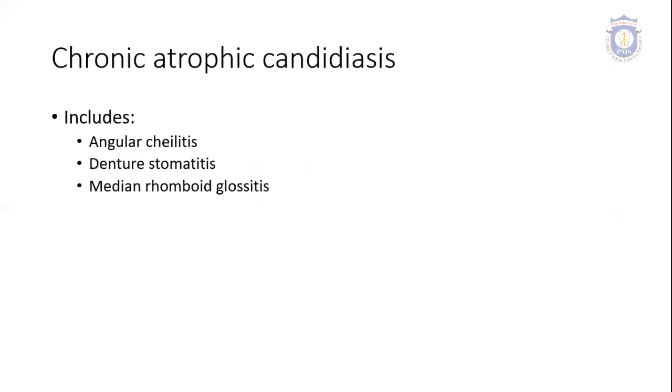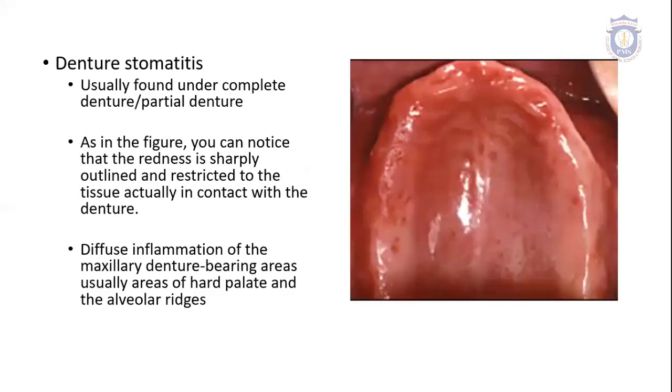Next form is chronic atrophic candidiasis. The chronic form of candidiasis involves angular cheilitis, denture stomatitis and median rhomboid glossitis. So inside that, first one is denture stomatitis. Denture stomatitis is usually found under complete denture or partial denture.